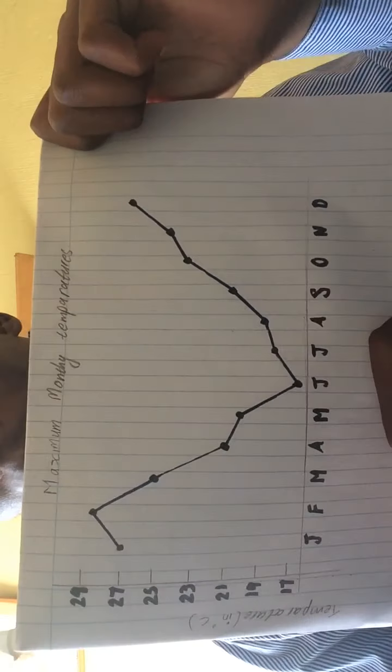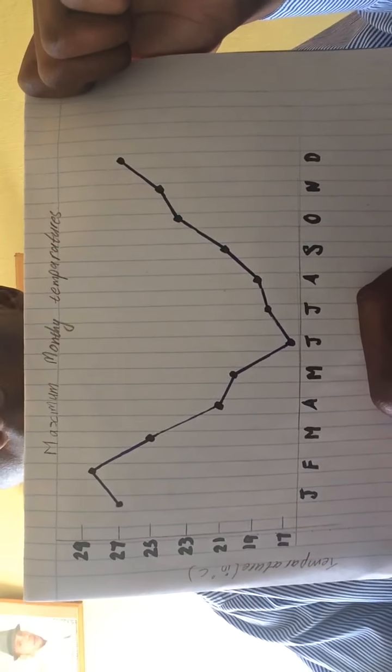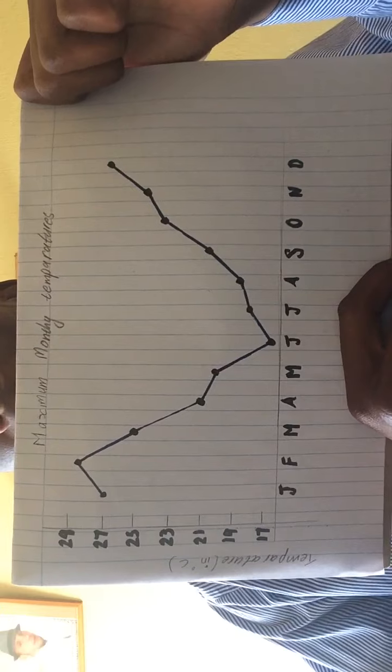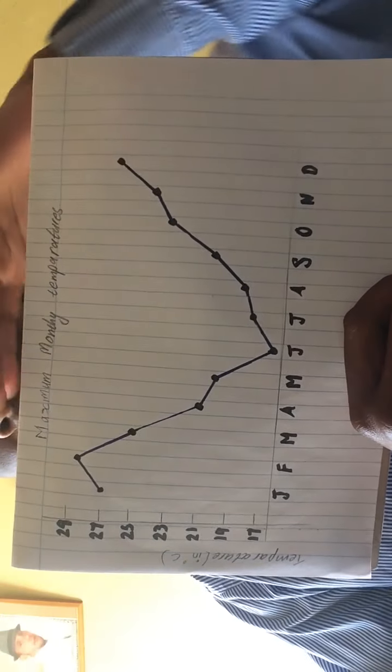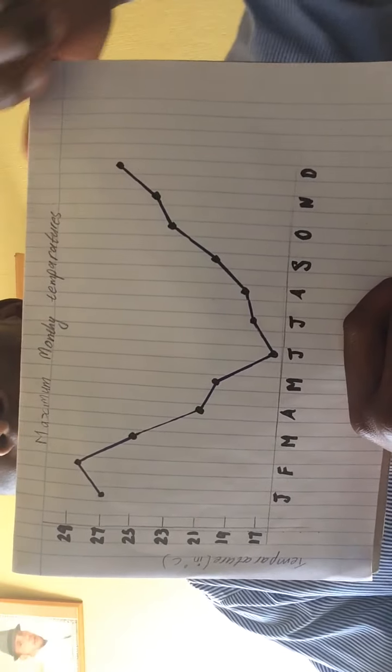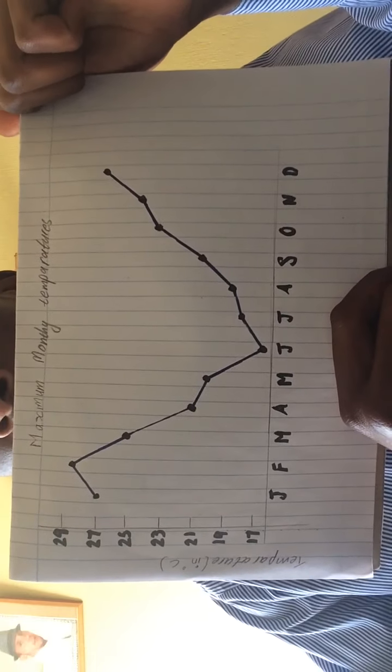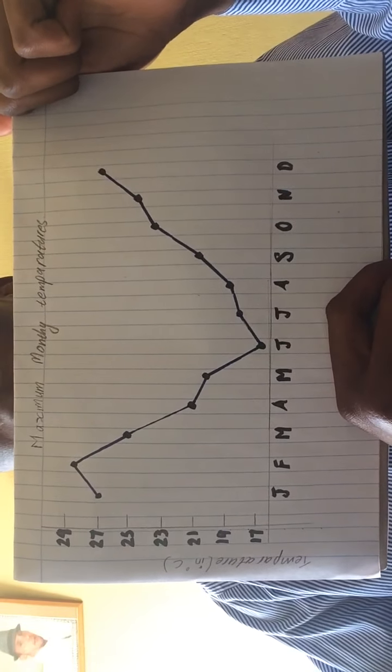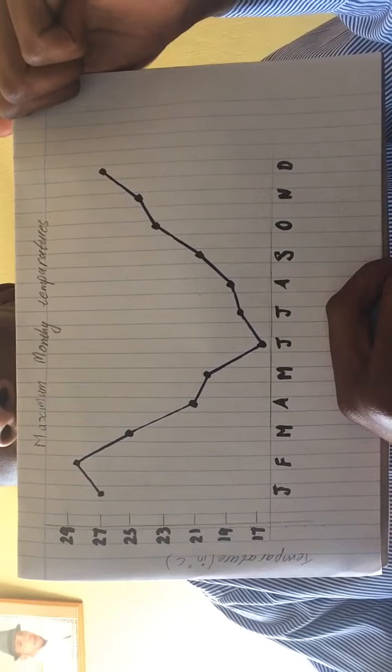Today we are going to be working with a graph that deals with temperature. So let me just turn the cam for you so that you can see what's going on, right? Here we have drawn a line graph. It deals with temperature. And how do we know this? We look at the name or the title of the graph. It says maximum monthly temperature. So we know that we are dealing with the temperature throughout the months of the year.